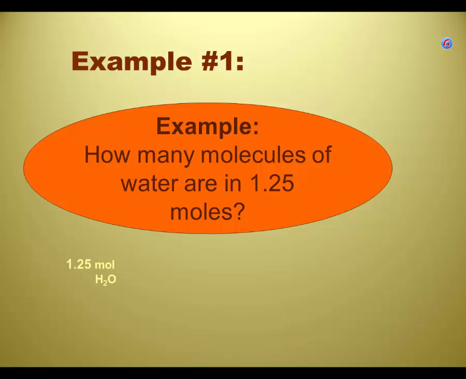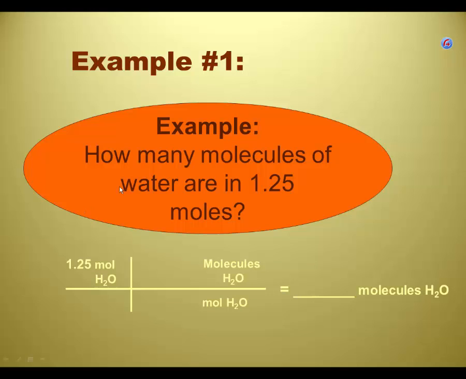Let's do an example. I want you guys to know how to do this so you can do the Moodle quizzes, so you can understand this, so we can predict what's going to happen in reactions. That's where we're headed, but first we need to understand how to do this. So 1.25 moles of water we want to convert to molecules. So what do we do? Unit conversion. You guys are going to be great at this. So 1 mole of water is going to go on the bottom because we want it to cross out. And it's 6.02 times 10 to the 23rd, Avogadro's number, molecules.